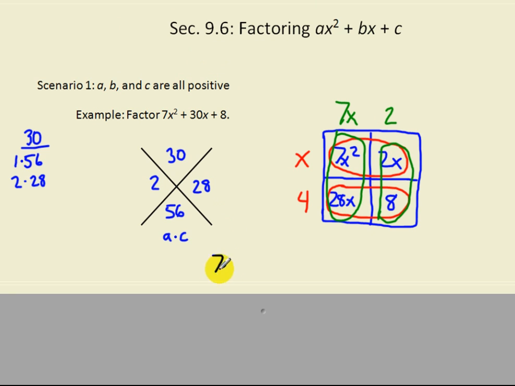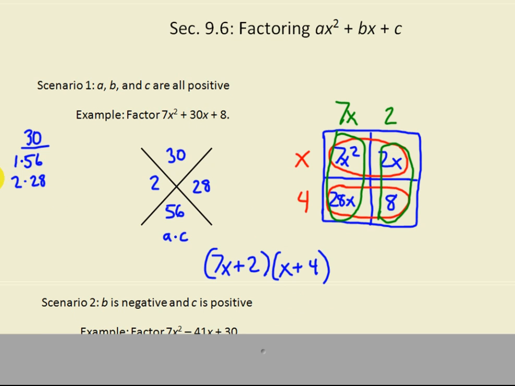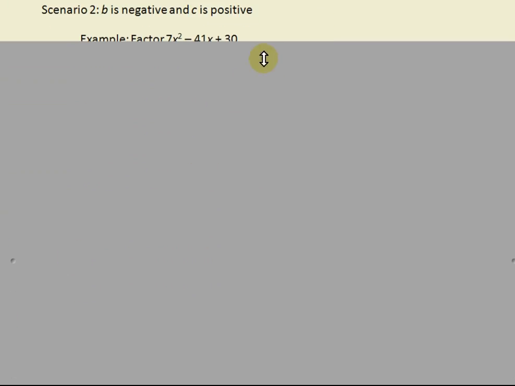This is going to give us 7x plus 2 times x plus 4. And if you multiply that out, 7x times x is 7x squared, 7x times 4 is 28x, 2 times x is 2x, and then those are going to combine to give us 30x, and then 2 times 4 is 8, so it checks out. Hey, let's look at another example.